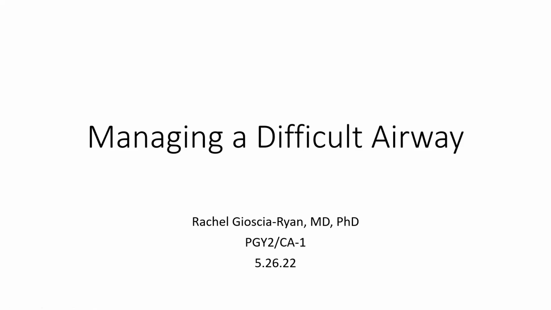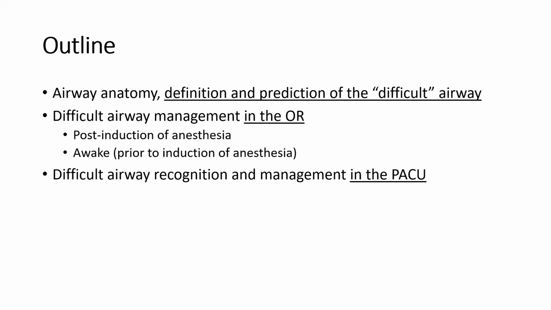So the topic we're talking about this morning is managing the difficult airway, which is a pretty big topic. I'm Rachel. The outline today is to start with some background on airway anatomy, defining what is a difficult airway, and then how do we predict who's going to be difficult. Talking about how we manage difficult airways in the operating room, both in patients after we induce anesthesia, and people who we choose to manage their airway when they're awake before we induce anesthesia. And then really talking about how we recognize people who might be difficult and manage them in the PACU, which is obviously going to be the most pertinent to all of you.